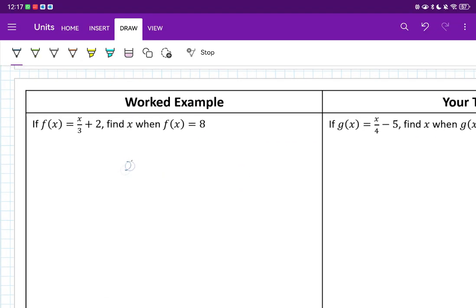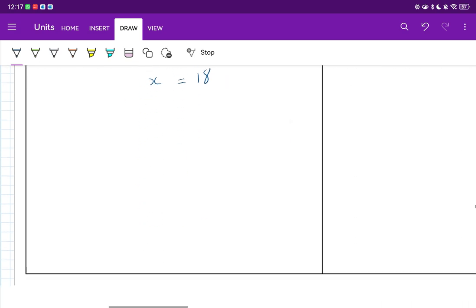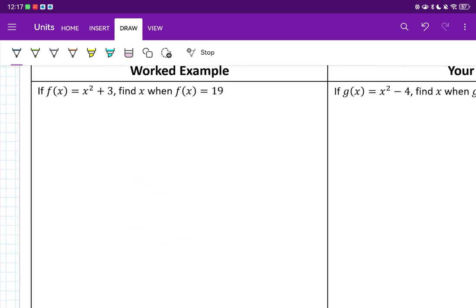Similarly here, x over 3 plus 2 is worth 8. Subtract 2 from both sides, this time multiply by 3. Now this one's got a twist at the end, so we subtract 3 from both sides, and now we square root, except the square root of 16 isn't just 4, it's also minus 4, because when you square root, technically you can have plus or minus that number.